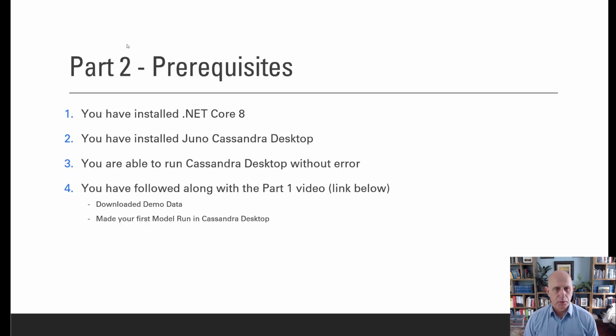So prerequisites for this video: we presume you've already installed .NET Core 8, you've installed Juno Cassandra Desktop, and you are able to run Cassandra Desktop without error. We also presume that you have followed along with part 1 of this tutorial video. I'll put a link to that video in the description box below. If you followed along with that part 1 video, you've already downloaded the demo data and you've made your first model run with Juno Cassandra Desktop. Now we are going to discuss some aspects of the demo data, so it's quite important that you're already at that step.